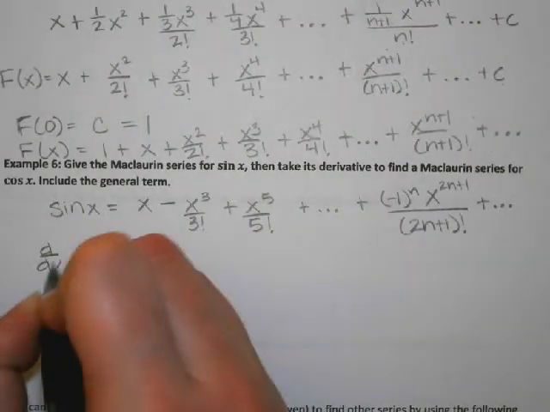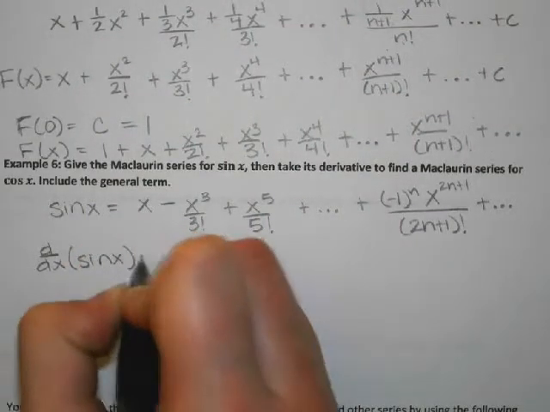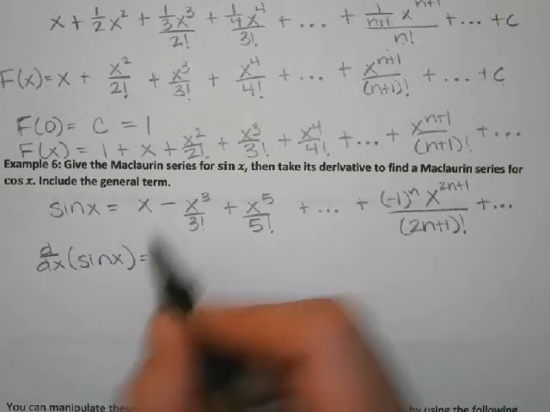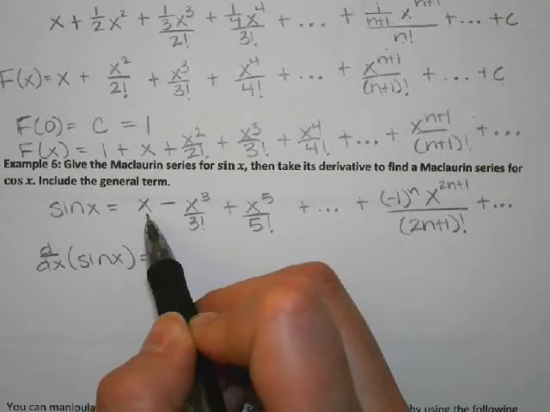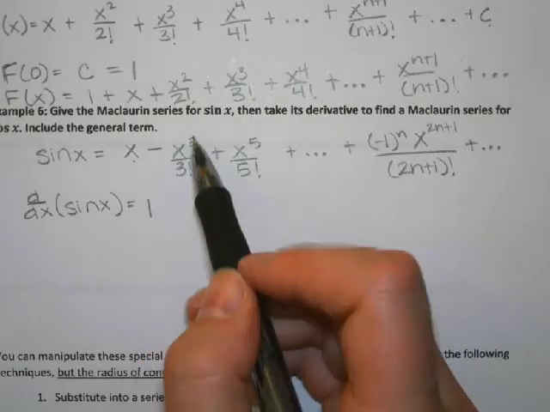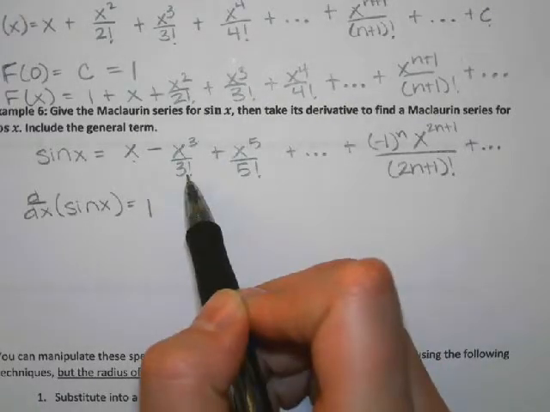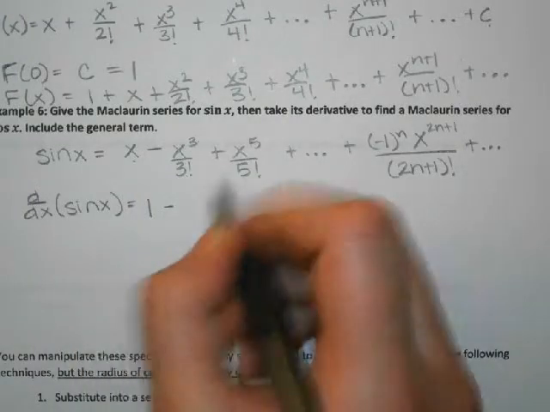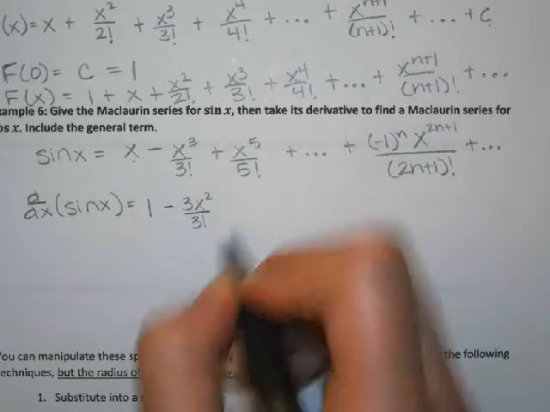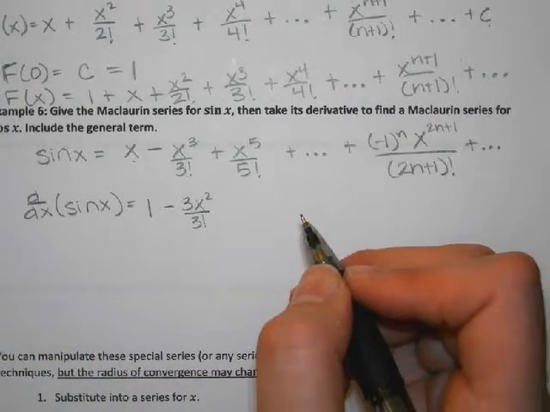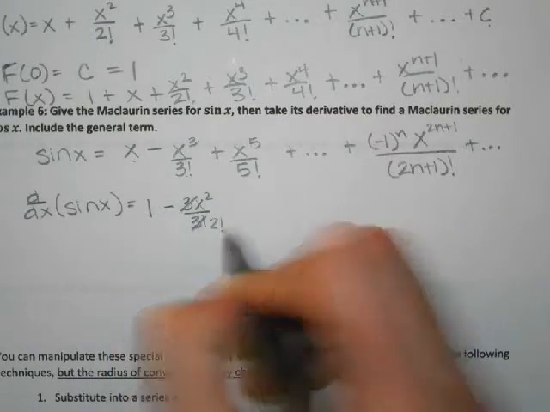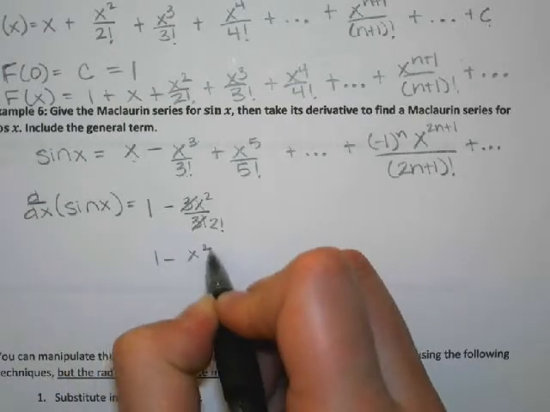So d/dx of sine x, or you could say sine x prime, however you want to write it is fine. So the derivative of x is 1. The derivative of x to the 3rd over 3 factorial, I'm going to say minus 3x squared over 3 factorial, right? And then what's going to happen with the 3 and the 3 factorial? Yeah, the 3 is going to go away and this is going to become 2 factorial, right? So I'll go ahead and simplify this as I go.